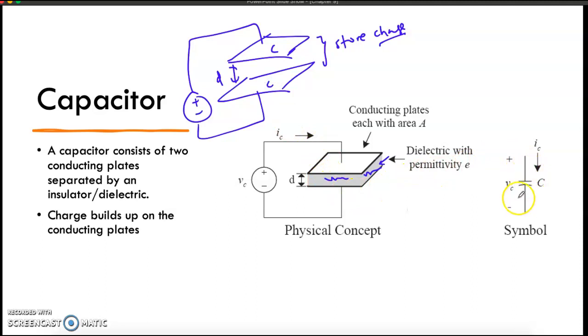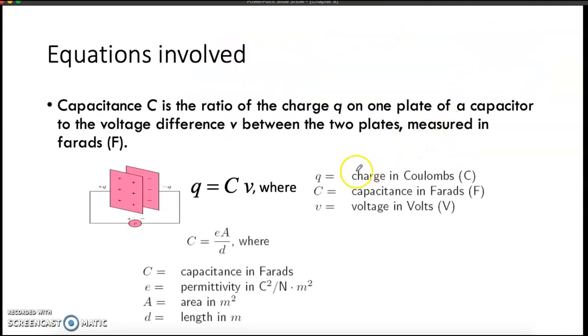The symbol of the capacitor is denoted like this. A capacitor has polarity, so here is plus and here is minus, and the current will flow across the capacitor. So just now I said a capacitor is two parallel plates. When you connect it to the power supply voltage, it will accumulate charge at the conductive plates. The separation of this charge allows it to store the charge.